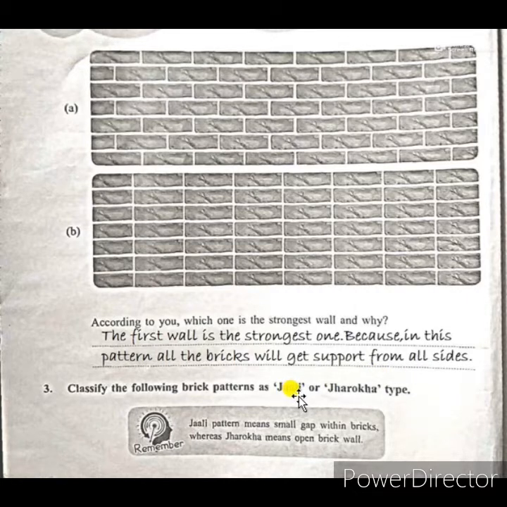Now move to the third question on this page. Classify the following brick patterns as Jali or Jharoka type. Students, when we were explaining the lesson, we understood that there are two types of patterns. One is the Jali type and the other is Jharoka. Jali means leaving holes or spaces in between the bricks. But Jharoka means in a wall a space is left without laying bricks. That means an opening or a window is made in the wall.